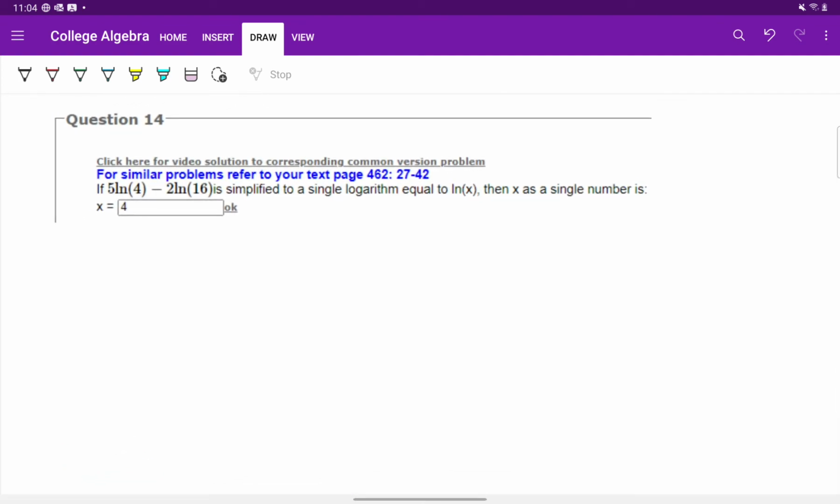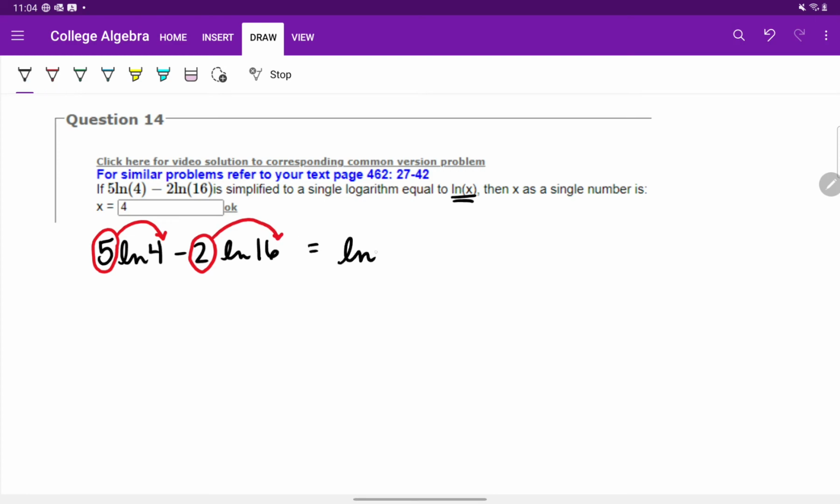In question 14, this is simply a simplification problem. They start us off with 5 natural log of 4 minus 2 natural log of 16, and they want us to convert it into a single logarithm. So all we want to do here is combine these two logs into one. In order to do that, first we have to take care of the numbers that are in the front. So this 5 is going to become an exponent on the 4, and the 2 is going to become an exponent on the 16. So this would rewrite as natural log of 4 to the 5th minus natural log of 16 squared.